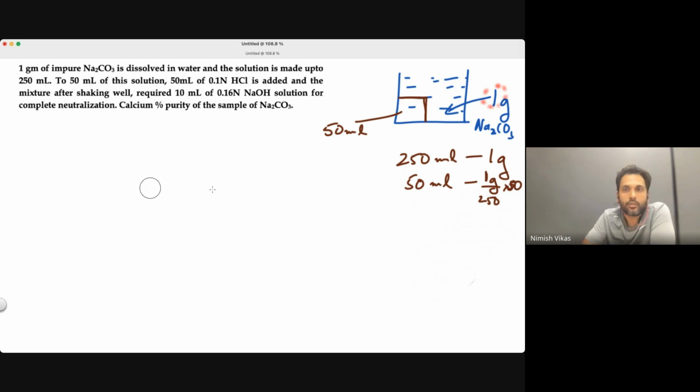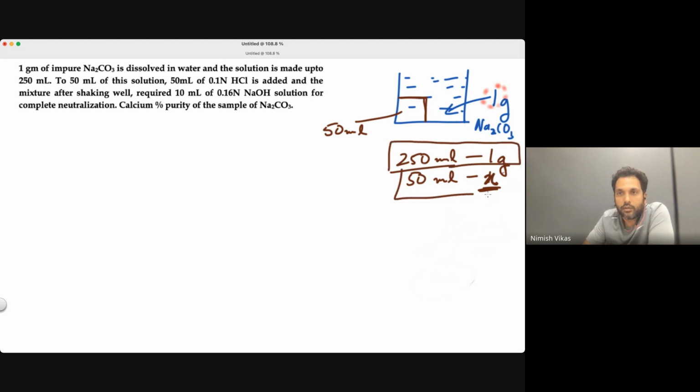So the story is going to be something like this. Without even reading, you know that in 50 ml you are able to figure out how much it is. Then in 250 ml, how much will it be? 5 times whatever it was in 50 ml, right? Because they are going to do something with the 50 ml. So to 50 ml of the solution, 50 ml of HCl is added.